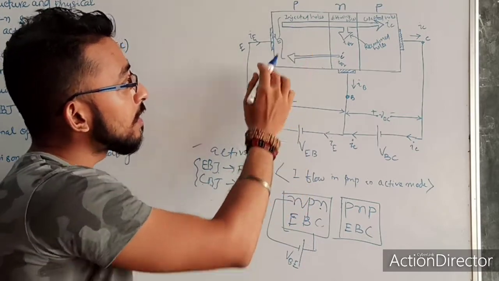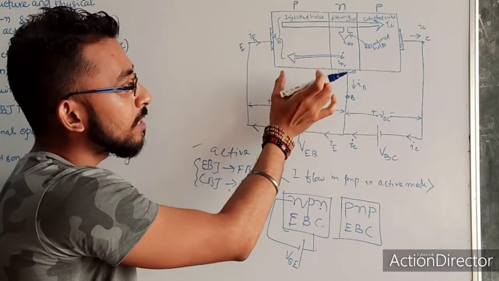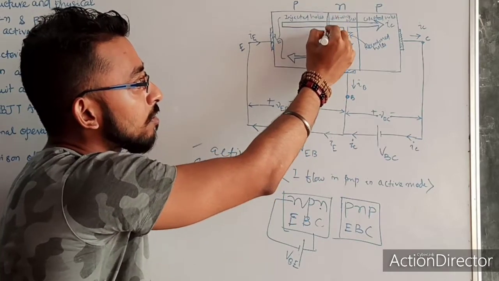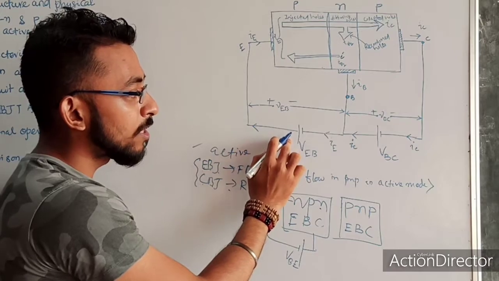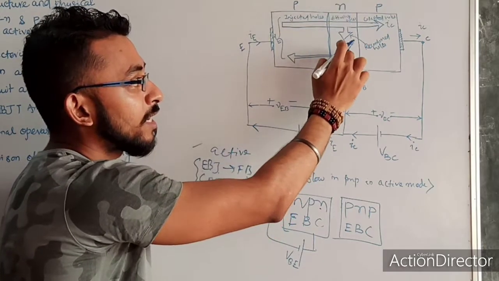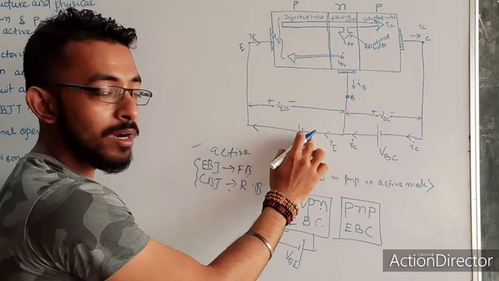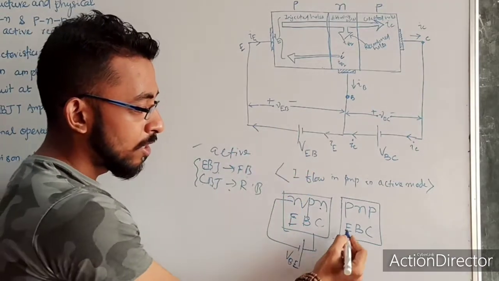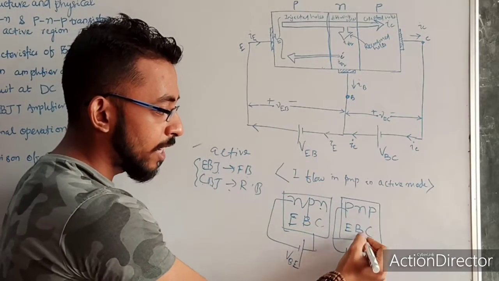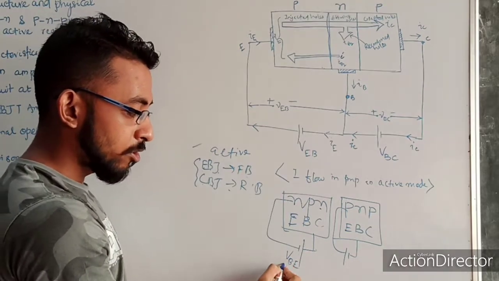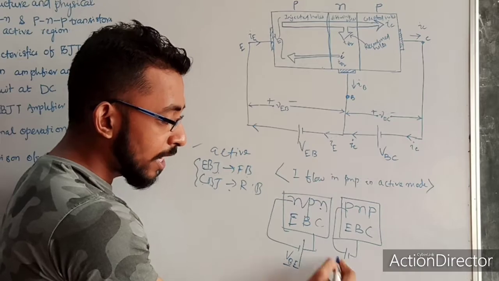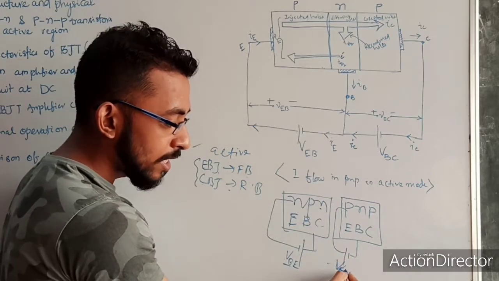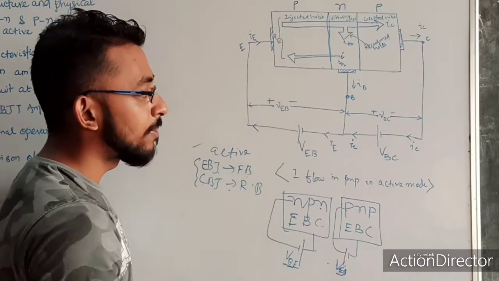Why? Since it is P type material, for making this emitter base junction forward biased, my P will be connected to the positive terminal of the battery, and the N type material will be connected to the negative terminal of the battery. Then only it will become forward bias. So here P is connected to positive, N is connected to negative. It is also forward bias. So it was written VBE, now it will be written as VEB. Okay, see the difference, VBE, VEB.